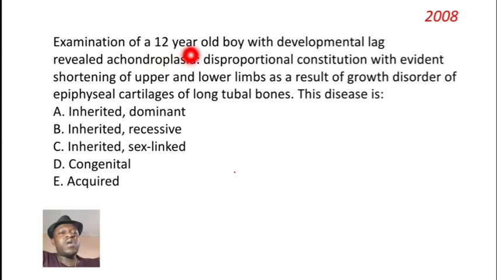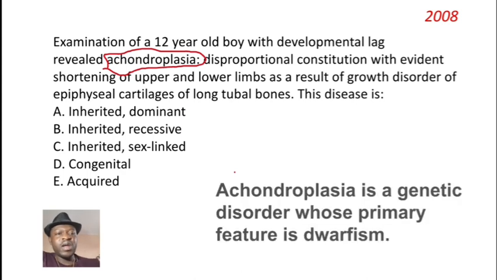Examination of a 12-year-old boy with developmental lag revealed achondroplasia. Achondroplasia has the following features: disproportional constitution with shortening of the upper and lower limbs as a result of a disorder of epiphyseal cartilage of long bones. This one is dwarfism. Achondroplasia is a genetic disorder whose primary feature is dwarfism.